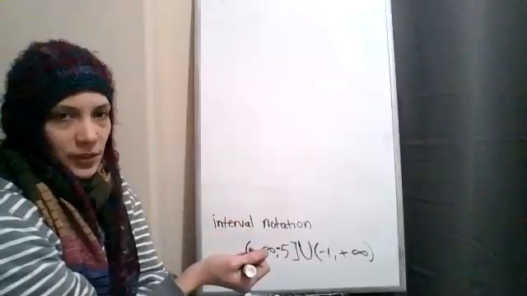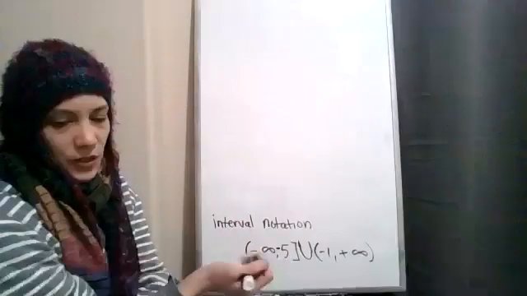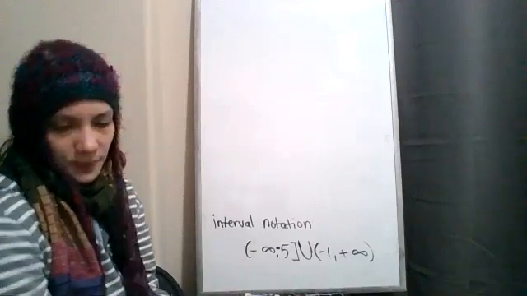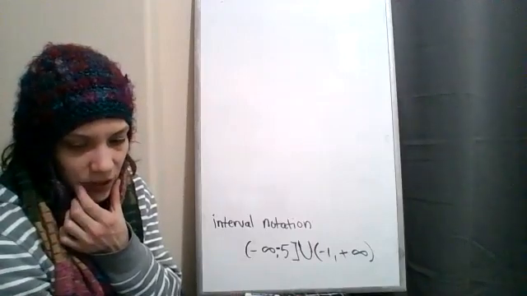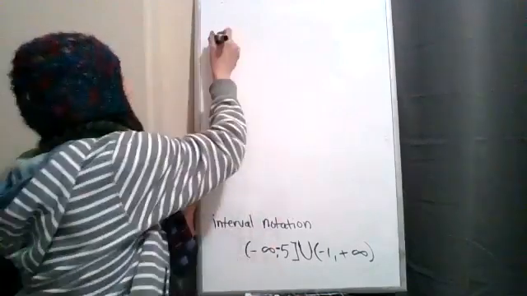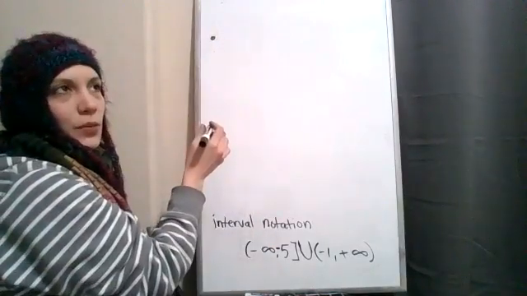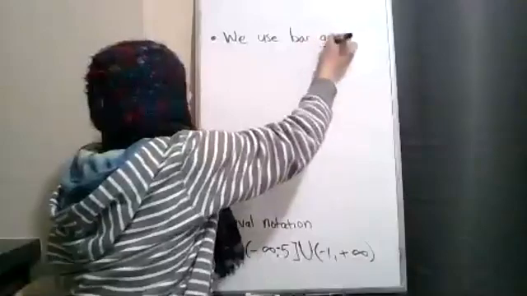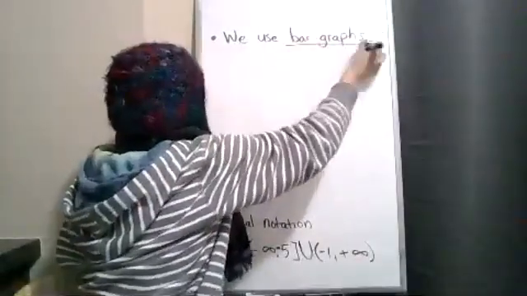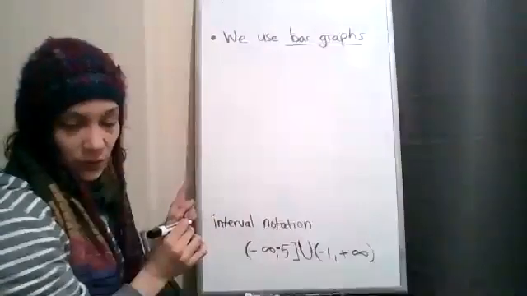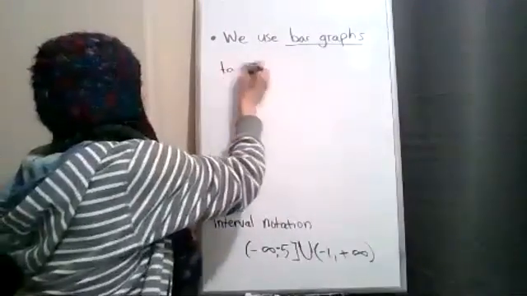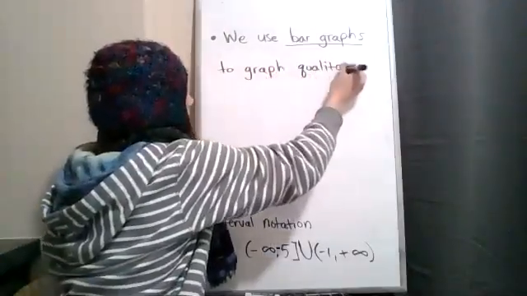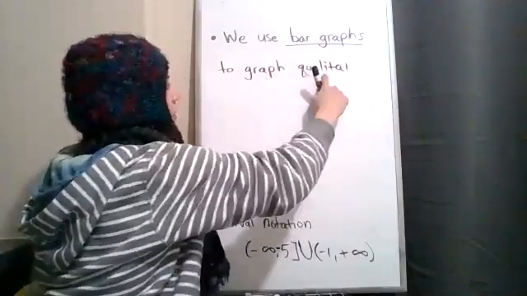So we've been talking about variables, and we have two ways to draw a graph for the data that you get from your variable. So there's bar graphs and histograms. The first one, we use bar graphs to graph qualitative data. Quality.